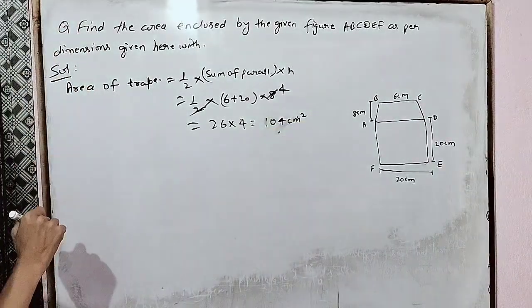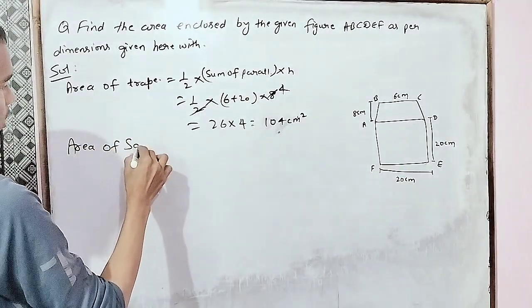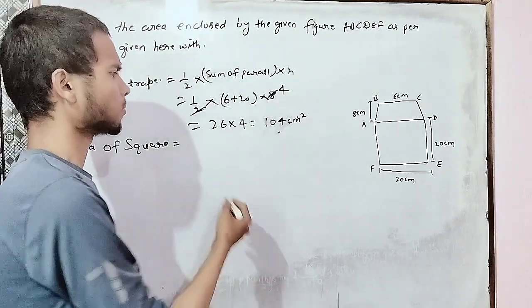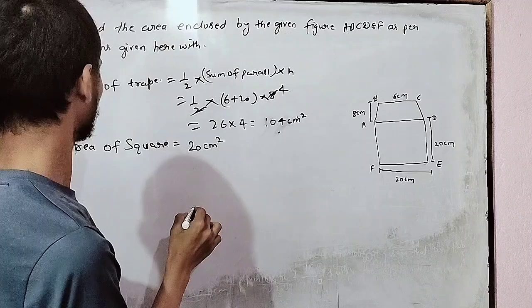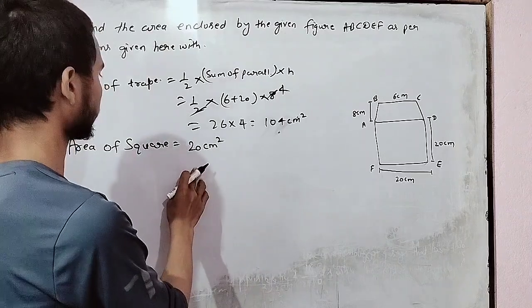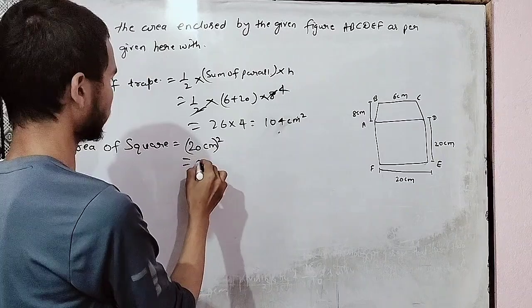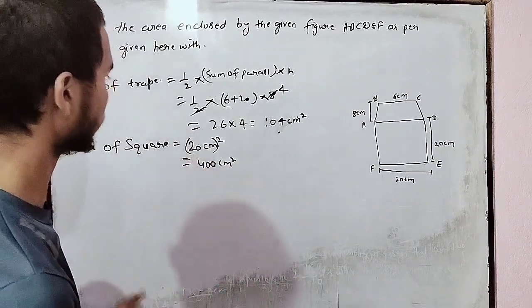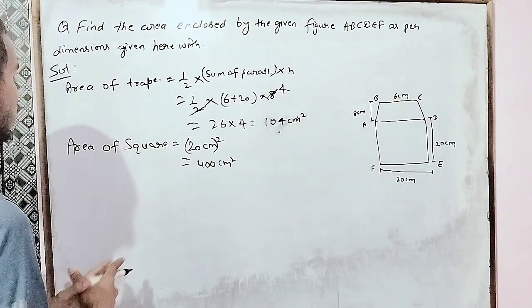Now, next step. The area of a square is nothing but side squared: 20 centimeter squared, which will be 400 centimeter square. Then we will sum them up together.